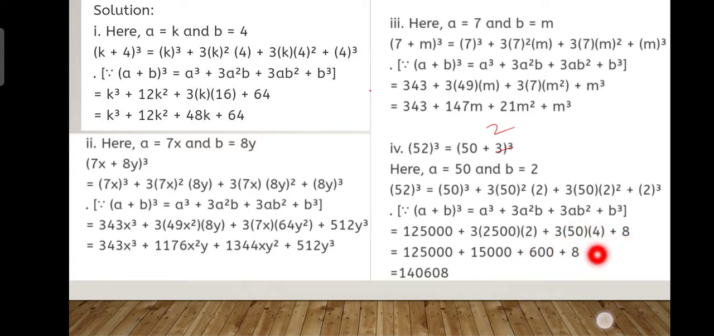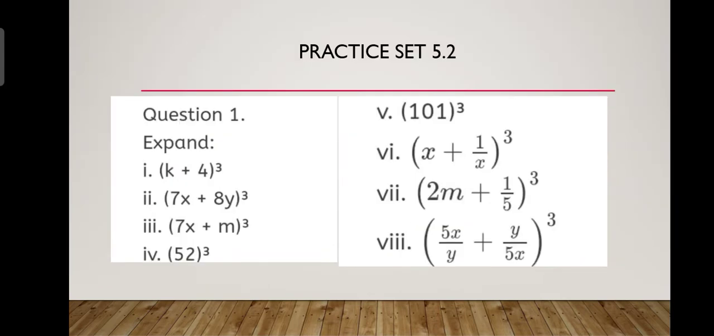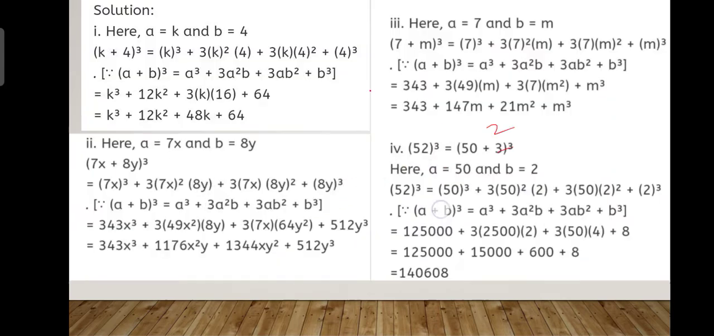is 600 plus 8. So now what we're going to do, we'll add up all the four things and we'll get 140,608. Now fifth question, that is 101 the whole raised to cube.